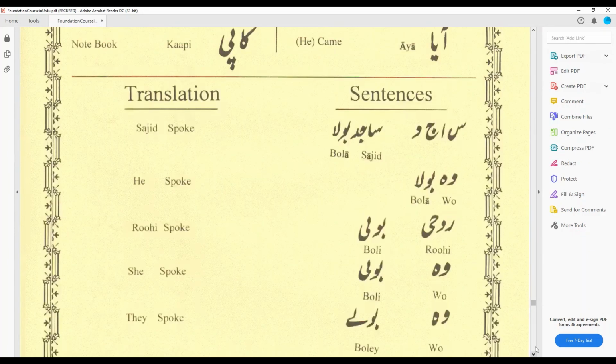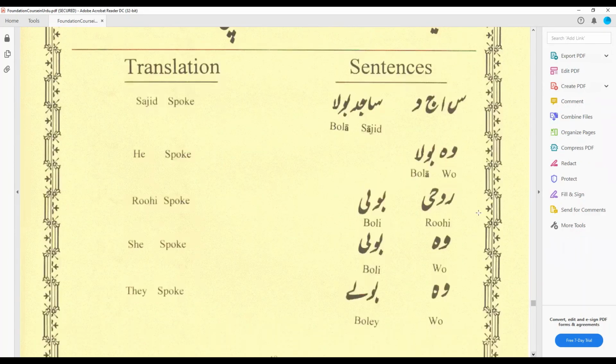Okay, there are some sentences we can speak. Very simple sentences. Sajid bola. Sajid spoke. He spoke. Wo bola. Ruhi bola. Boli, because Ruhi is a girl. Wo boli. They spoke. Wo bole. Good.